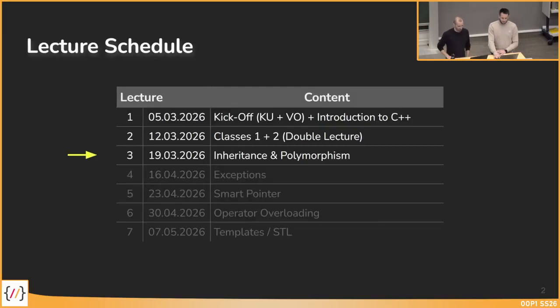So today we are already in the fourth lecture because we had a double lecture last time. And last time we talked a lot about classes, and you also saw some classes already in the practicals today. And today is all about inheritance and polymorphism, what these terms mean. Yeah, you will see today.